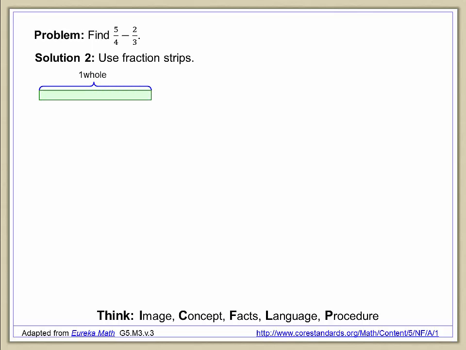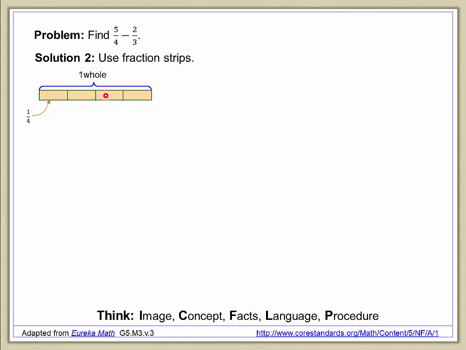We'll move on and do a subtraction problem, as I mentioned, and this time again we're going to use an image to help solidify the concept, but a little more abstract image. We're going to use fraction strips, which don't illustrate quite as clearly why the common denominator is what it is. We're going to start with one whole, and again we're working with 5/4, so we'll break the first whole up into fourths.